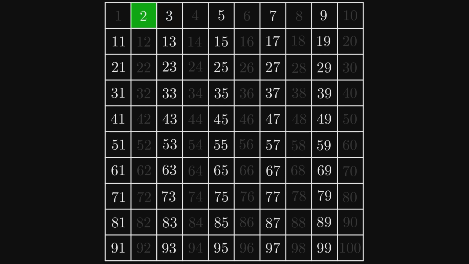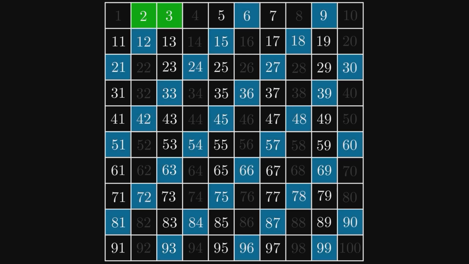The next number in the list is 3. Since 3 was not removed in the previous step, it does not have a factor of 2. So, we can conclude that its only factors are 1 and itself, meaning it's a prime number. We now remove all the higher multiples of 3, since having a factor of 3 means that these numbers cannot be prime. Notice that some of these numbers have already been removed from the list because they're also multiples of 2.